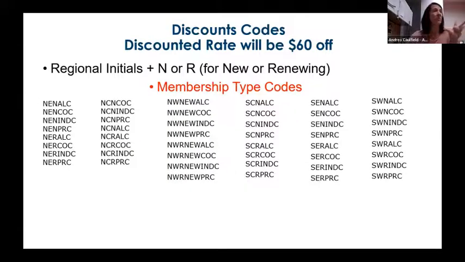And here they are. I mean, it's a lot. I'm going to, again, send them out to everybody on this slide if you want, but just depending on the region you're in, it's newer renewals.